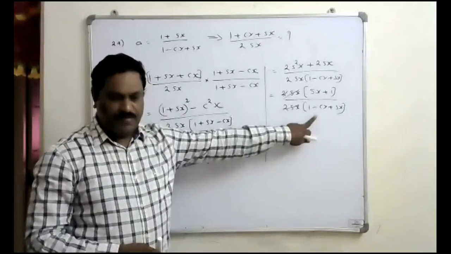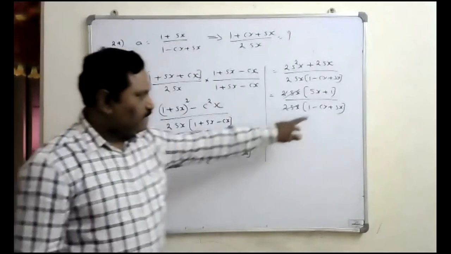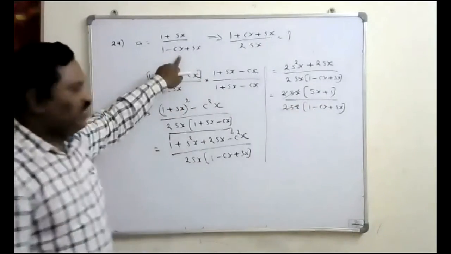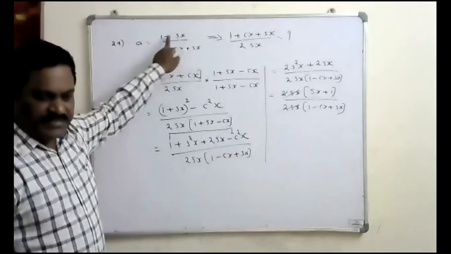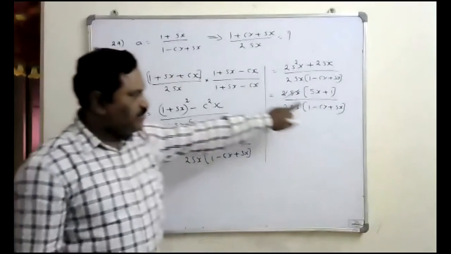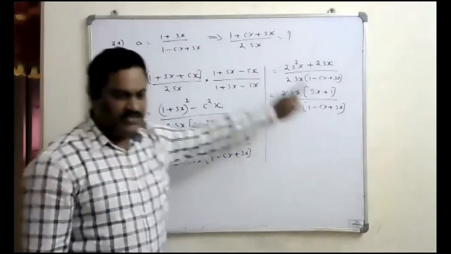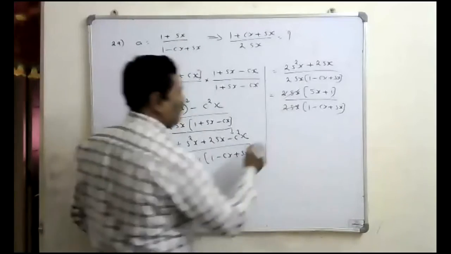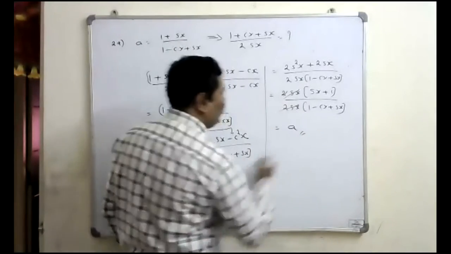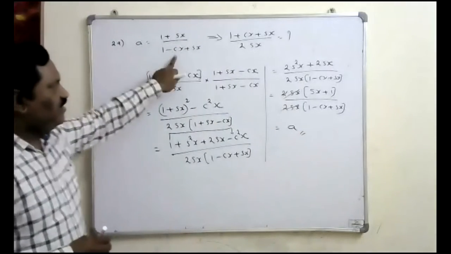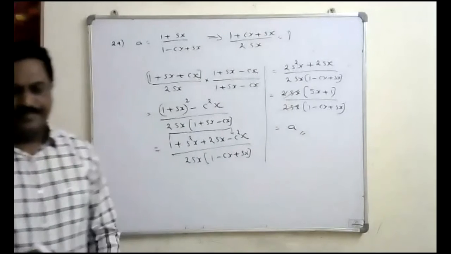Have you seen this term anywhere? Yes, sir, that is a only. So 1 plus sin x by 1 minus cos x plus sin x, the same thing you got. That's why this value is equivalent to a. That's why this expression is also equivalent to a. If this is a, then this expression is also a. Take that.